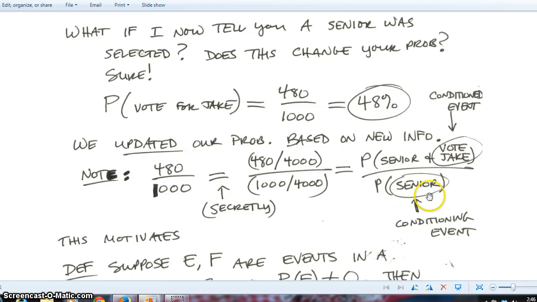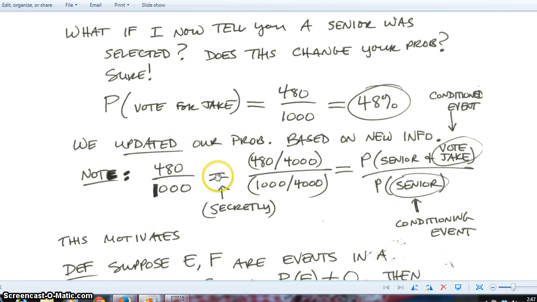So this event of being a senior, the fact that we knew somebody was a senior, that's what's called the conditioning event. And the event that we're trying to update our probability on, the probability that changes, that's called the conditioned event. So the conditioned event here is voting for Jake, and the event that is conditioning voting for Jake is being a senior.